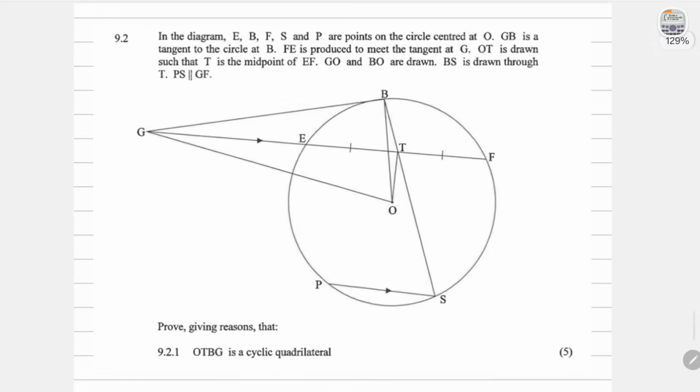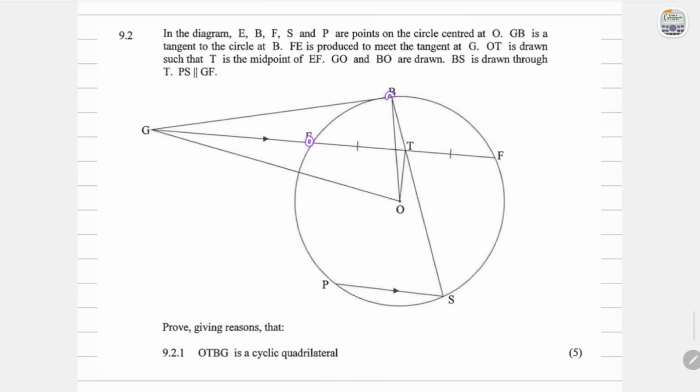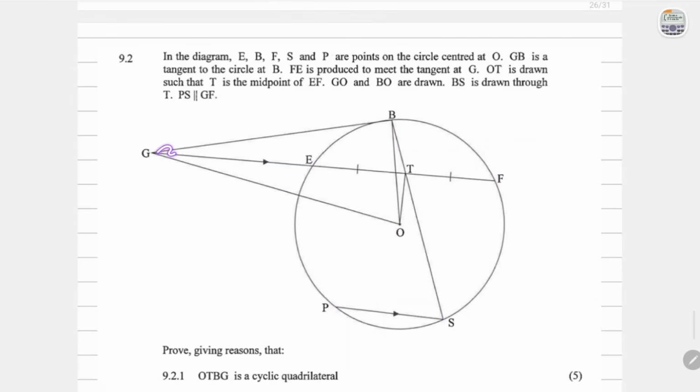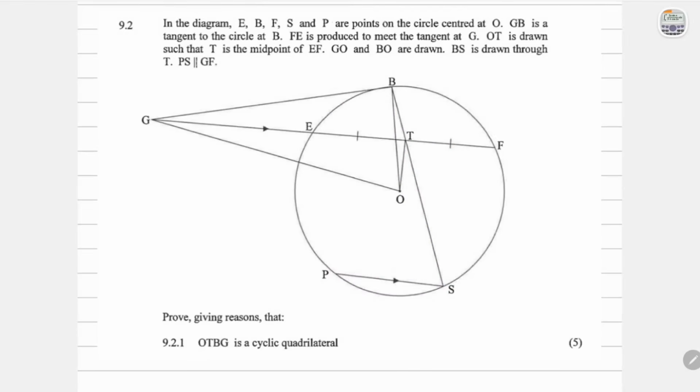Question 9.2 says, in the diagram, E, B, F, S, and P are points on the circle centered at O. GB is a tangent to the circle at B, and then we have that FE is produced to meet the tangent at G, and then OT is drawn such that T is the midpoint of EF. GO and BO are drawn, and BS is drawn through T. And lastly, we're told that PS is parallel to GF.